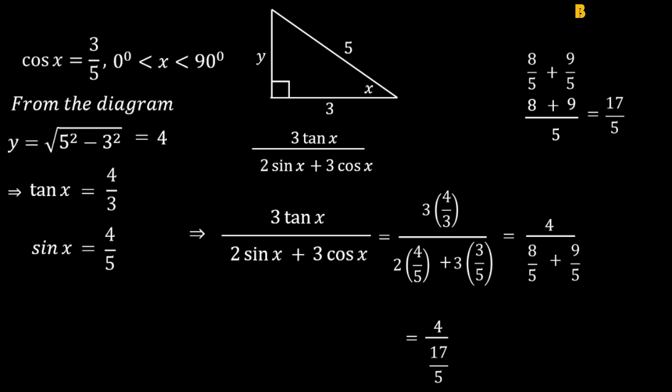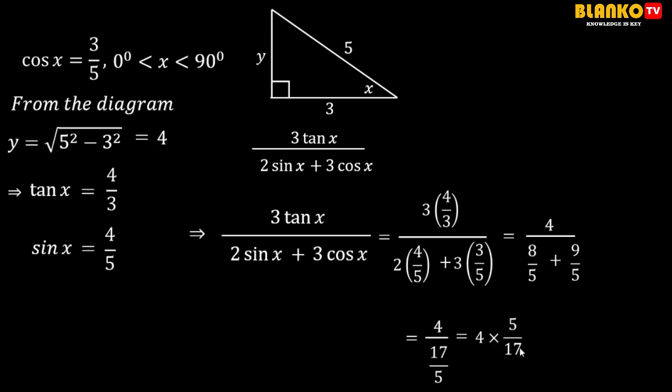All right, so let's continue. So now we are going to divide 4 by 17 over 5. So we have 4 times 5 over 17. And that is going to give us 20 over 17. When we multiply 4 times 5 over 17, we get 20 over 17, which is going to give us a final answer of 1 whole number, 3 over 17.